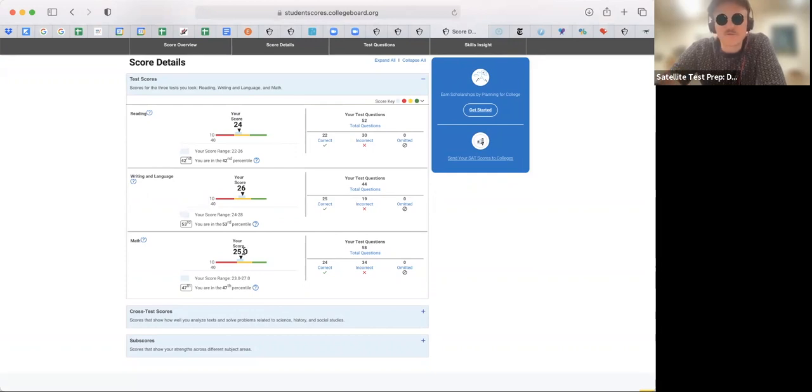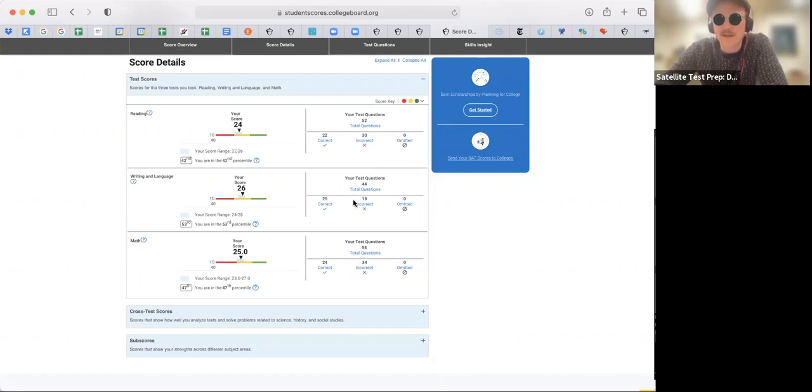Don't get too confused about that, right? Pay attention to mostly these numbers on the right side here. You want to know the hard data, right? How many you got correct, how many you got incorrect, right? For both reading, writing, and math.